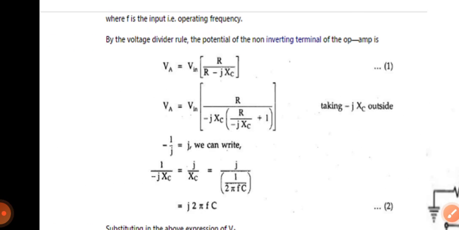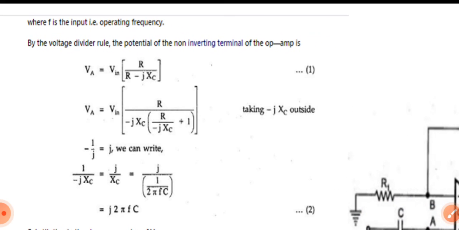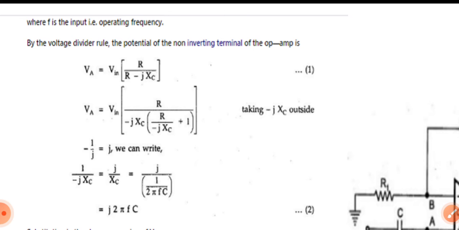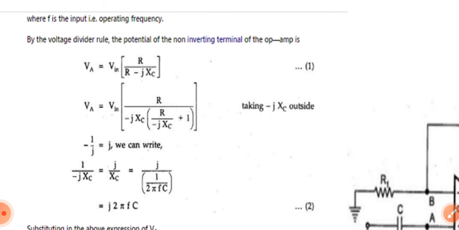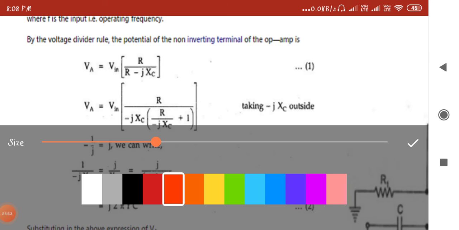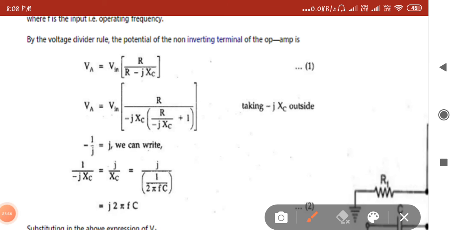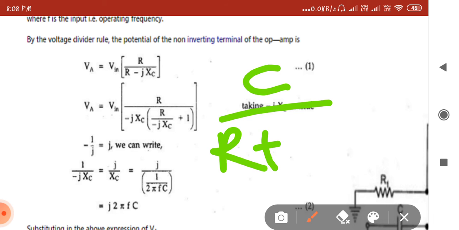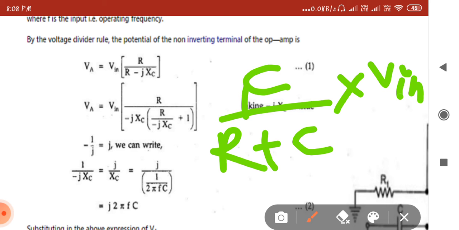Where we are going to take that one, the input at the operating frequency, by the voltage divider rule. The potential is the same as before in the circuit, but it only changes by interchanging the resistance and the capacitor's place. In that stage we have C divided by R plus C into V in, we have seen that one. Here, instead, interchanged, it is R divided by R plus C, we are going to take that one.